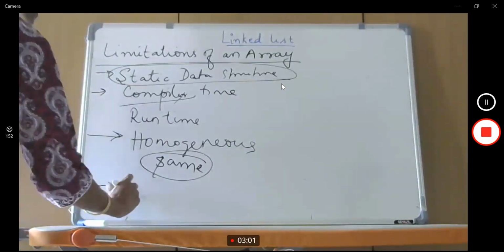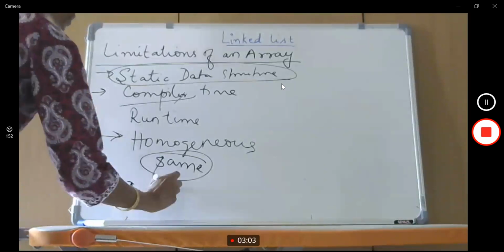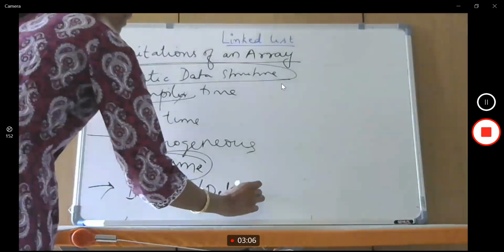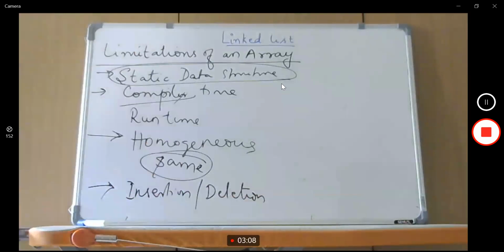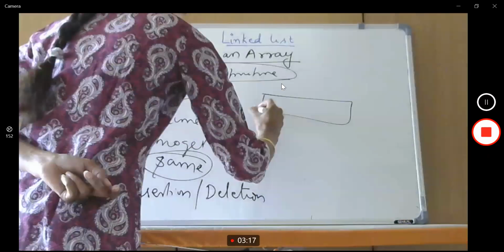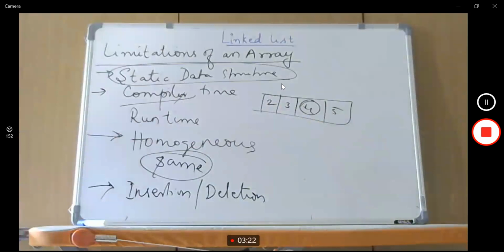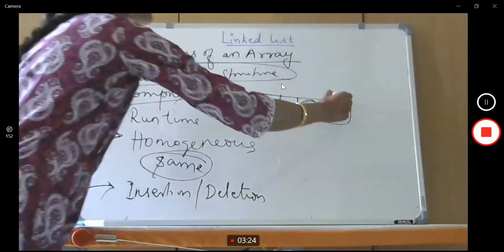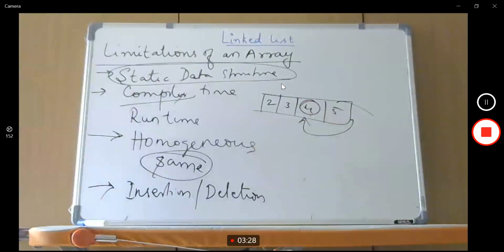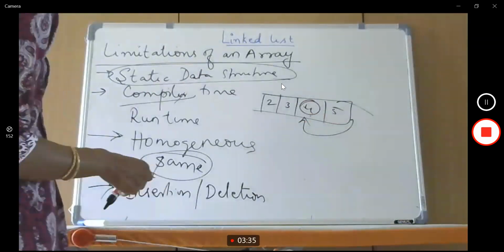Next limitation is insertion and deletion is not very easy when you talk of arrays. Suppose I want to insert some element in between. Then I have to remove all the elements which are there after that, insert this element, and again put in all the elements. Suppose I have an array like this. Suppose I want to delete 4. It is not easy for me to delete 4. I'll have to remove 5, then delete 4, then put 5 again because I don't want to remove 5 also. So insertion as well as deletion is not very easy when we talk of arrays.